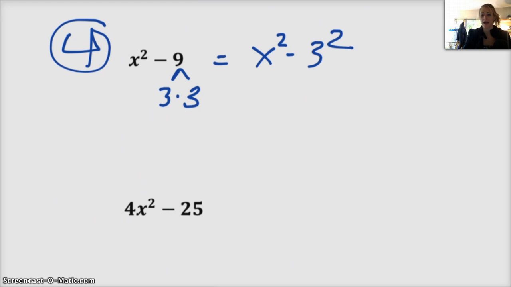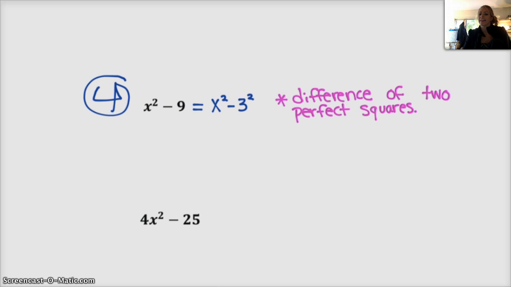And so now we have the difference of two perfect squares. The way you factor the difference of two perfect squares, really all you're trying to figure out is what numbers multiply to get negative 9, add to get 0, and factor it like the normal way. But anytime you have a difference of two perfect squares, it factors really nicely.